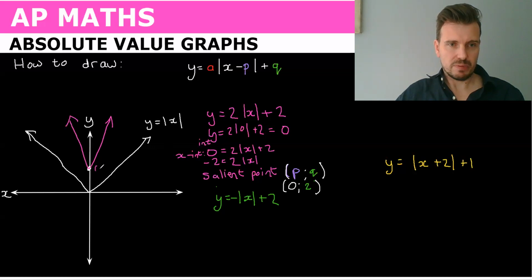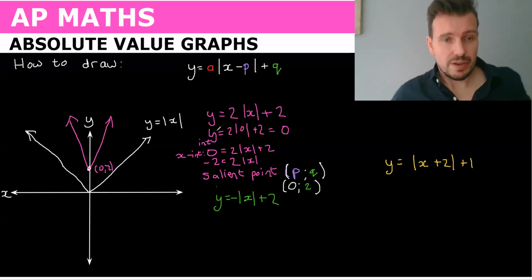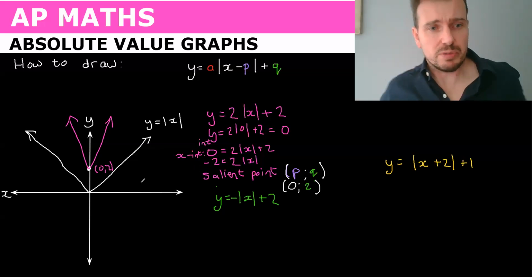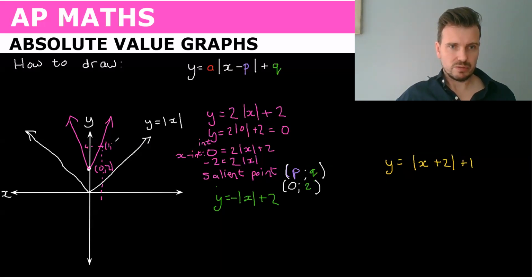Okay, and so this point here is 0 and 2, which also happens to be our salient point. So our salient point is the point of our V. Now, with this one, because we don't have any x-intercepts, we would maybe want one other point on the graph. So we could simply substitute in 1 here, and then we'd have y equals 2 plus 2 times 1, which is 2. And so we'd have 1 and 4. So this point here would be 1 and 4.